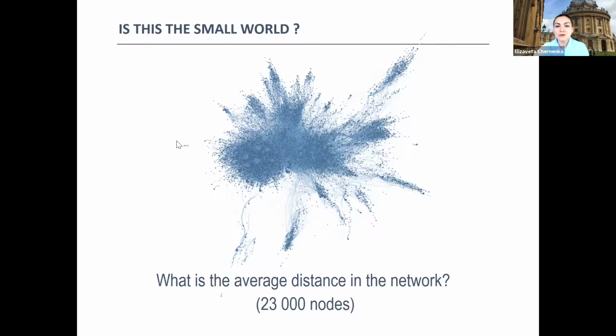Thank you so much. So the answer to that question is less than 4. It's something like 3.8. So the distance between every node and every other node within this network on average is about 4, which is quite surprising because we have 23,000 routers here.